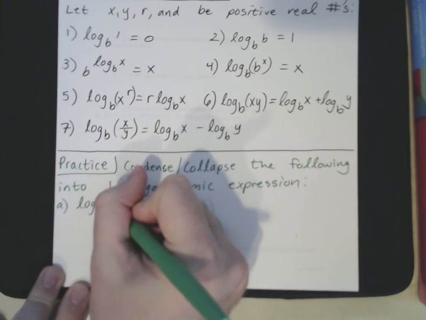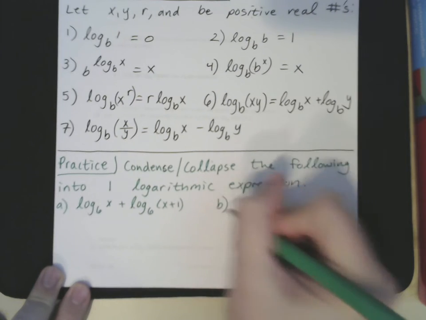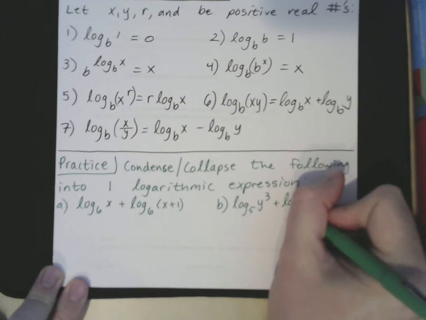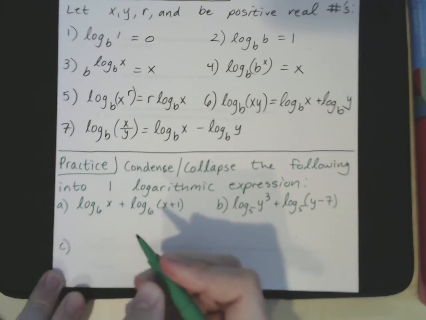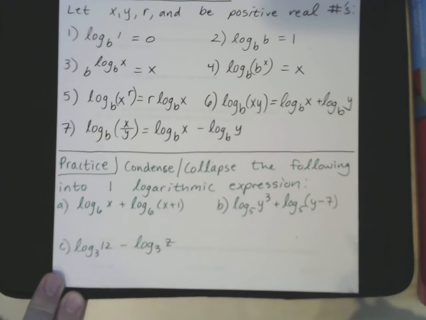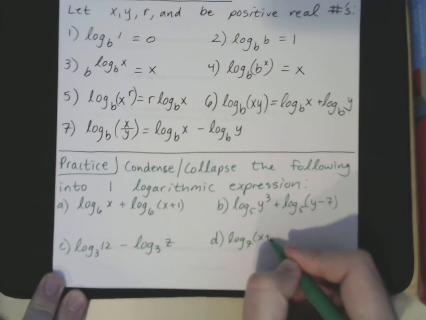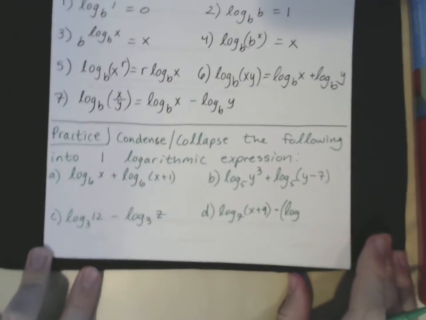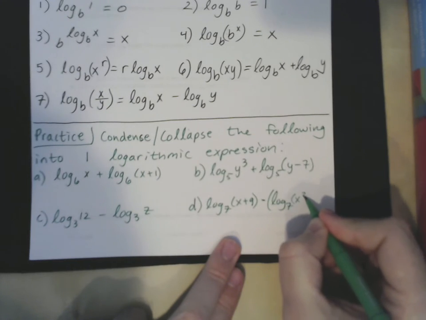is log base 6 of x plus log base 6 of x plus 1. Then I have log base 5 of y cubed plus log base 5 of y minus 7. Then log base 3 of 12 minus log base 3 of z. And then log base 7 of x plus 9 minus parentheses log base 7 of x squared plus 9.